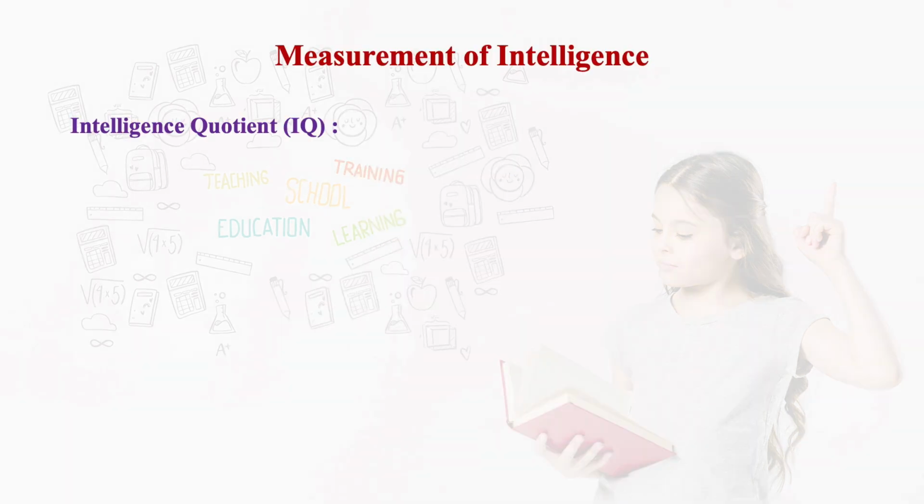So far as measurement of intelligence is concerned, that's called the intelligence quotient, that is IQ. We usually use this word: what is the IQ of the student, what is the IQ of a 9th standard student? So what does it mean? IQ means intelligence quotient. Here, try to understand how to determine the IQ of the student.